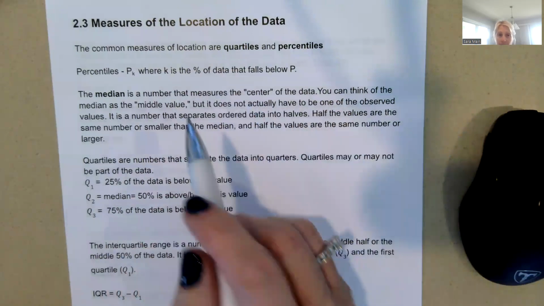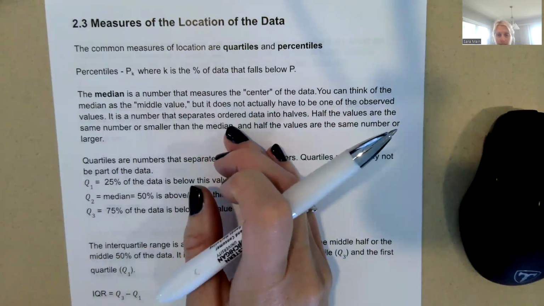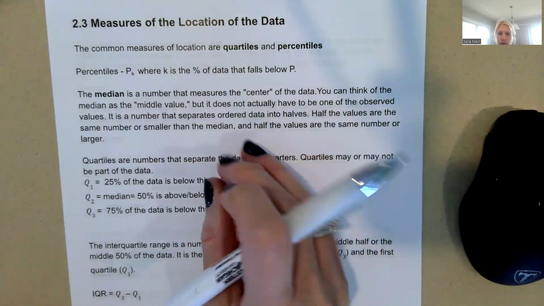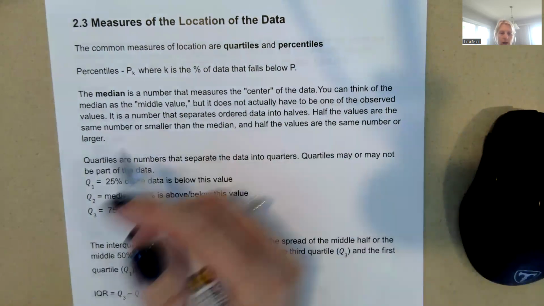If there are an odd number of data values, then the very middle number is the median. If there are an even number of data values, then the average of the two middle values is the median. But we're going to use Desmos to calculate that for us.